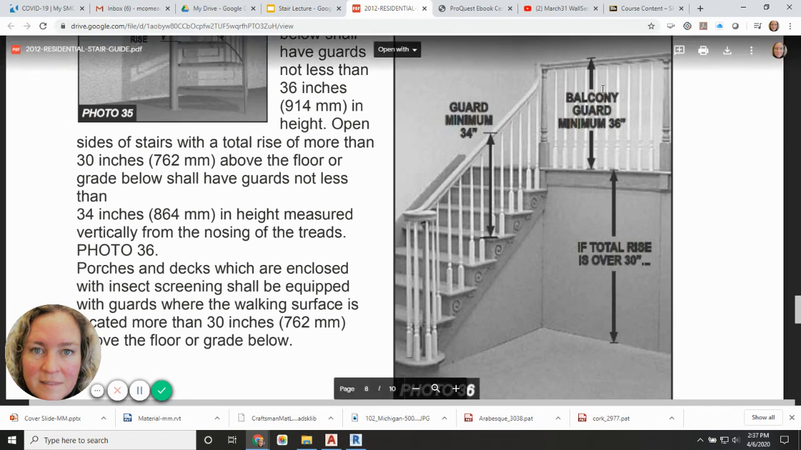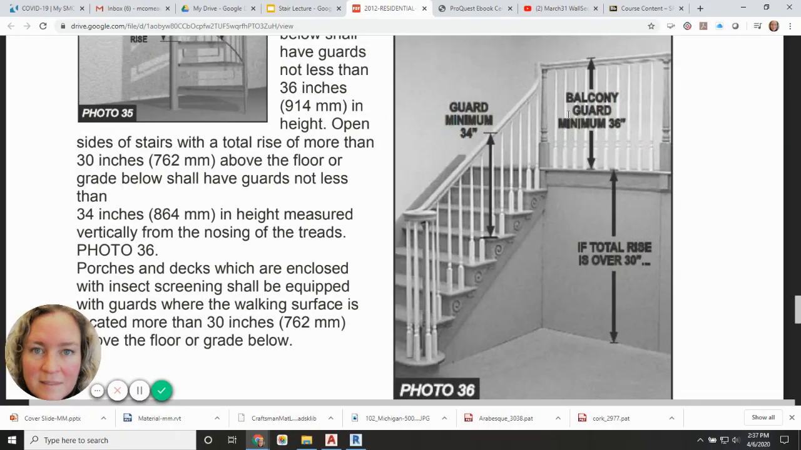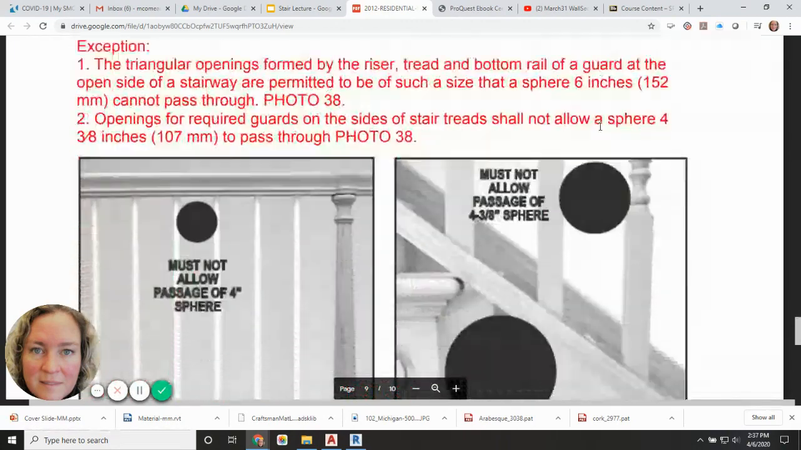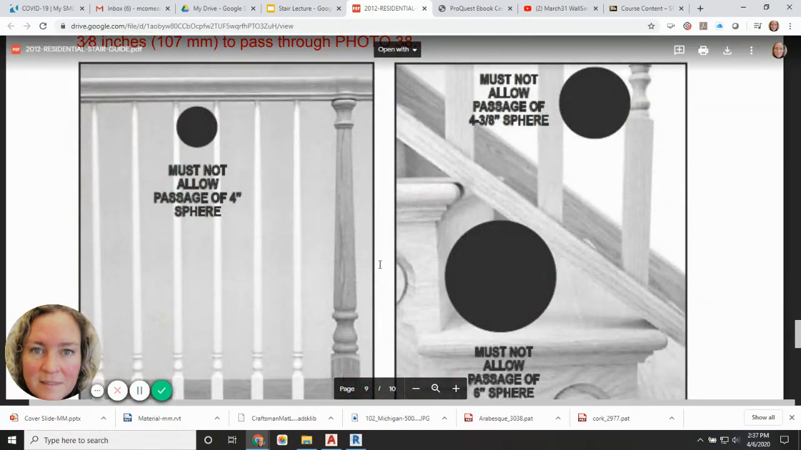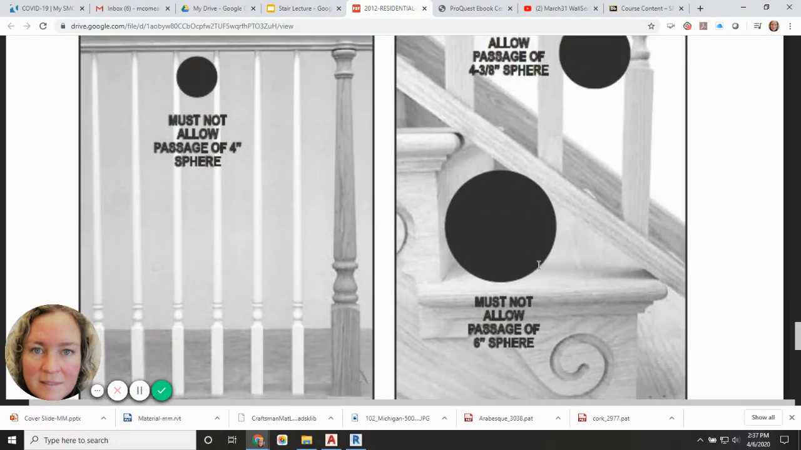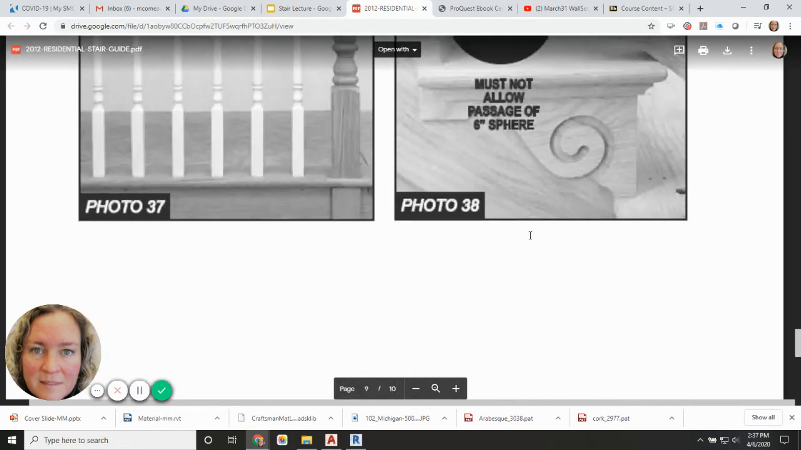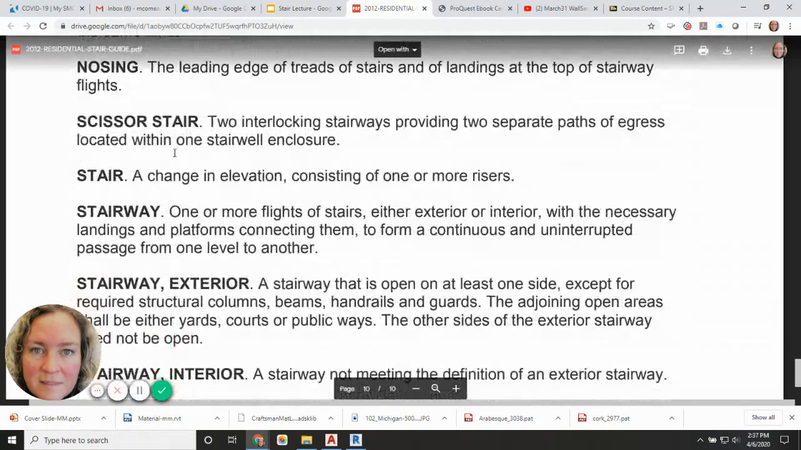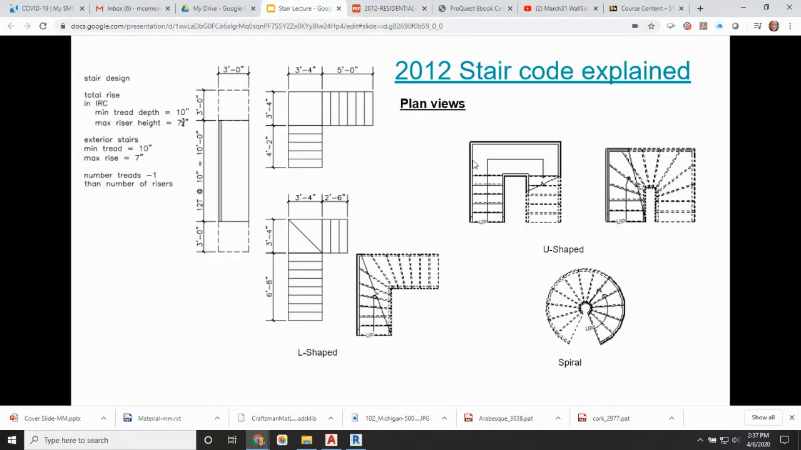If we have a landing up here that's open and it's over 30 inches, then we need to put a balcony guardrail up there, and that needs to be at least 36 inches. And sometimes it's designed as high as 42. And these are the sphere tests that I was explaining. These sphere tests are to prevent basically children or babies and animals getting stuck inside of these spaces. And that's it. You get your definitions at the end. So that explains your code requirements.